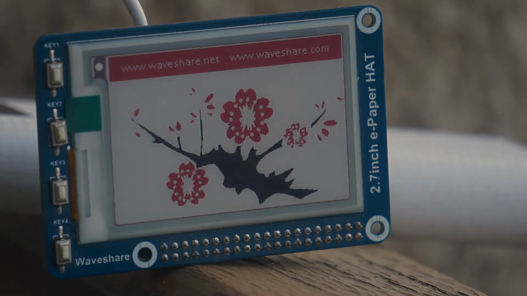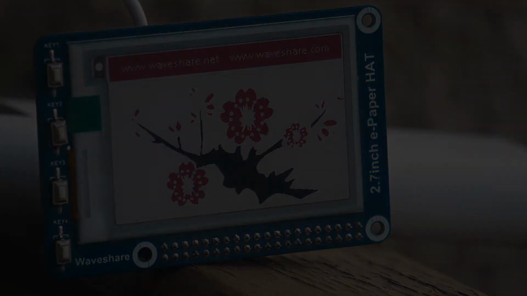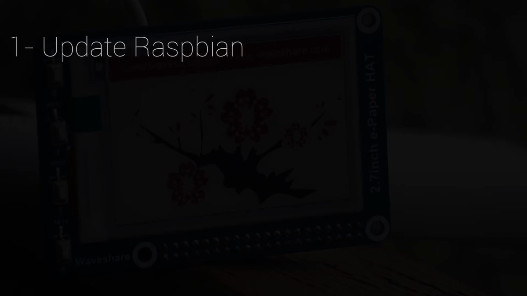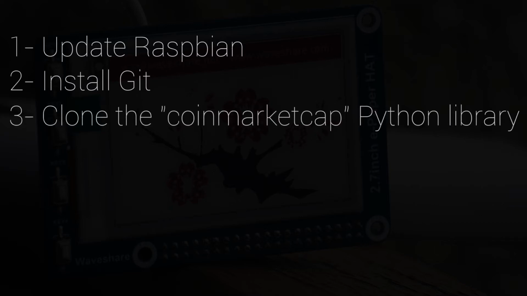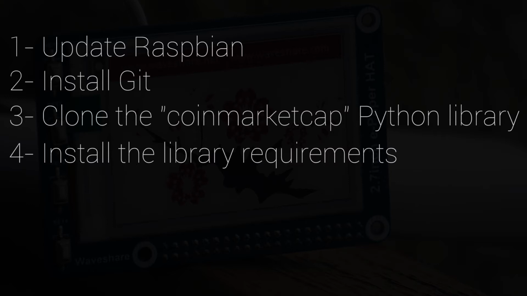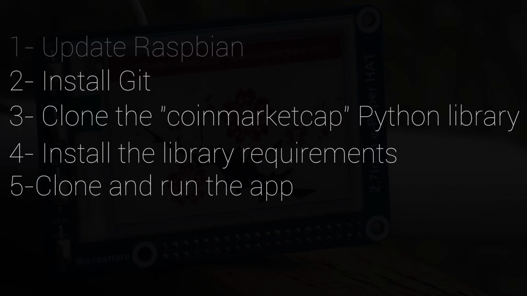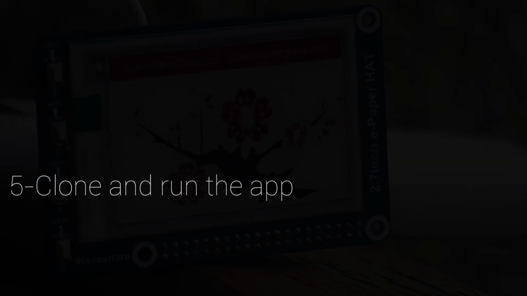Briefly, there are 5 steps to make this app. First, we will update our copy of Raspbian. Second, we will install Git. Third, we will clone the Python library, which is the coin market cap, and then we will install the library requirements, and after that we will just run the code on the Raspberry Pi.